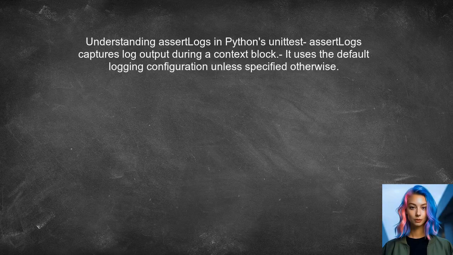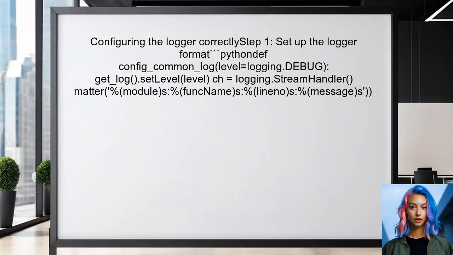To address the user's question about checking the format of a log message using Python's unit test assertLogs, we first need to understand how assertLogs captures log output. Next, the user should ensure that the logging configuration is set correctly before the assertLogs context. This means configuring the logger to use the desired format.